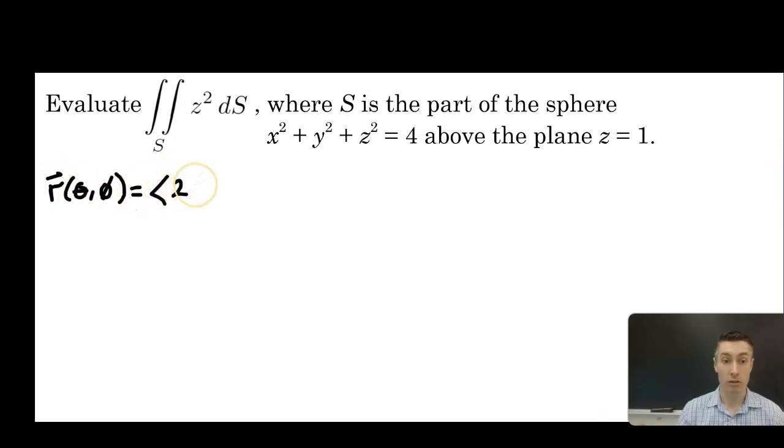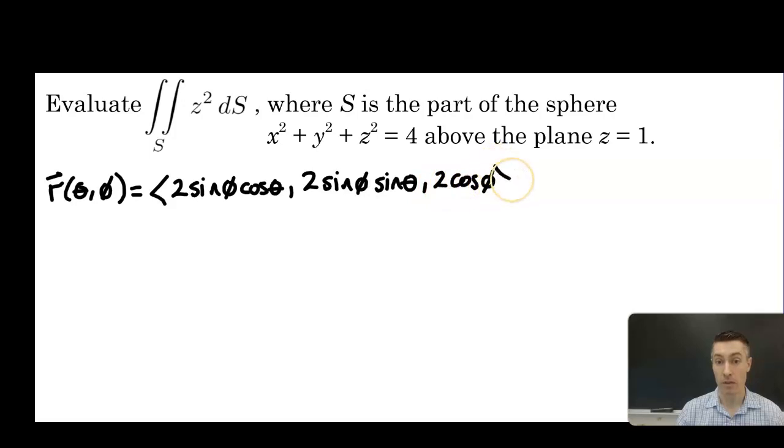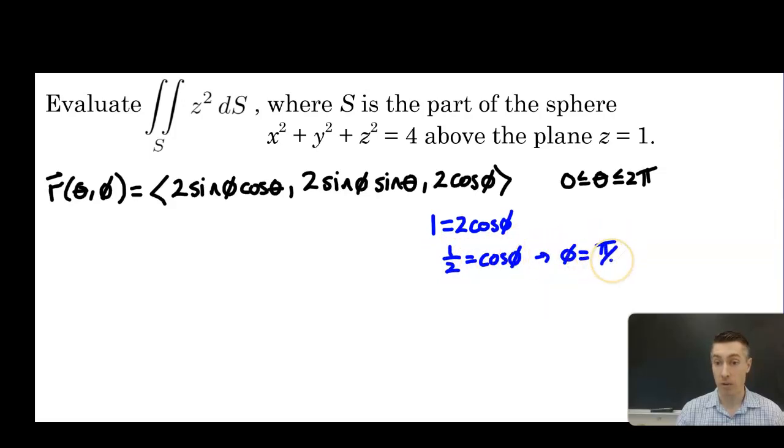So that's going to be 2 sine phi cos theta, 2 sine phi sine theta, and 2 cosine phi. Our bounds on theta are just going to be 0 to 2 pi. And for phi, we have to figure out what z equals 1 would define. So we can say that 1 equals 2 cosine phi. So 1/2 equals cosine phi, which says phi equals pi over 3. So our bounds on phi, 0 to pi over 3.